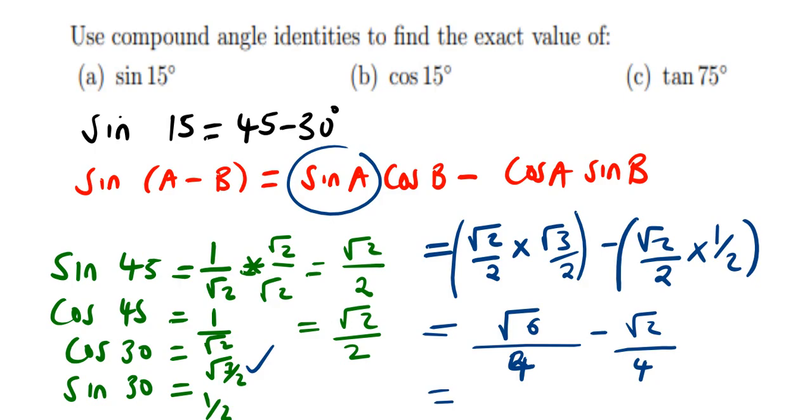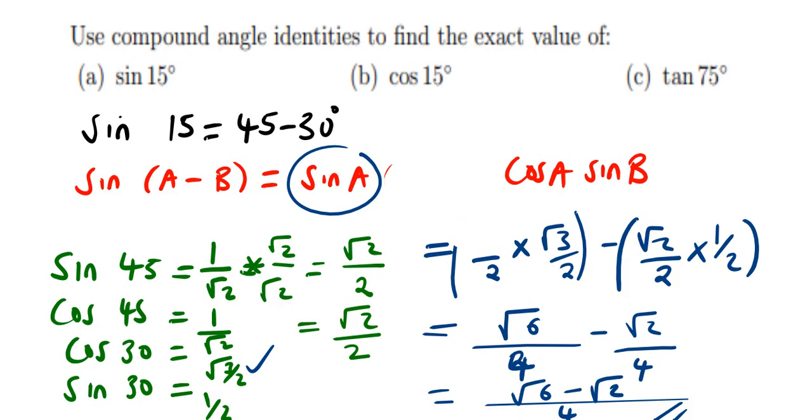Apologies for that. Then what are you going to have? 4 is a common denominator. Then root 6 minus root 2. So this will be the final answer for the first one. Let's solve for the second one.